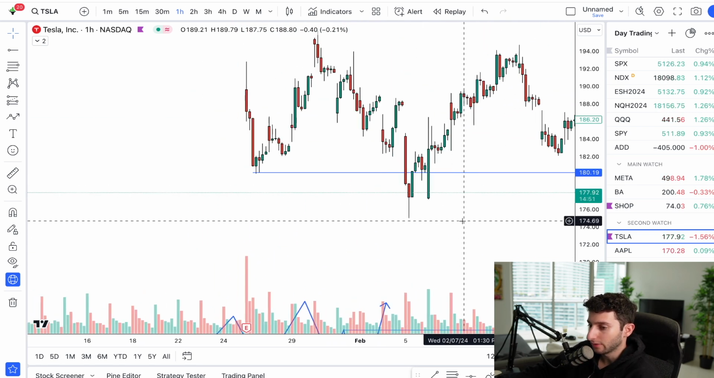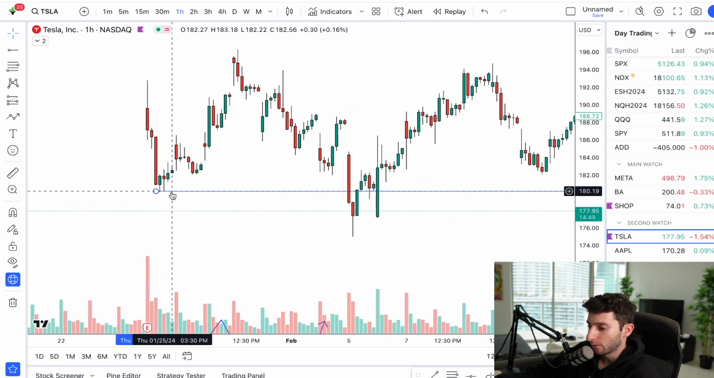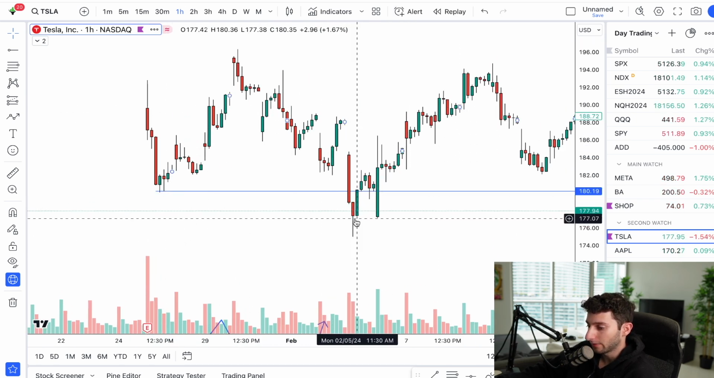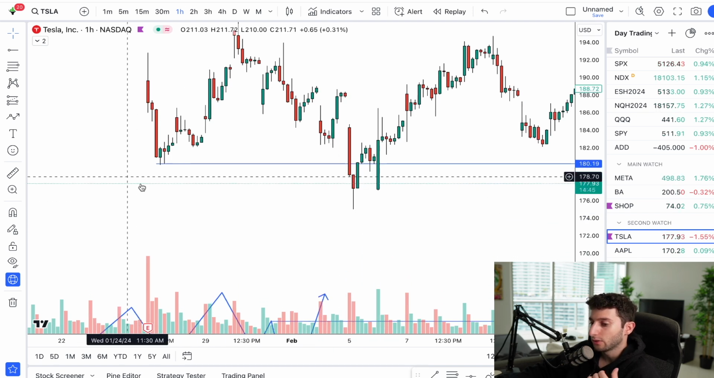So let's take a look at an example on Tesla, right? What do we see here? We have this low. Price will go ahead and stop hunt that low. So we break it. So what does that tell us?